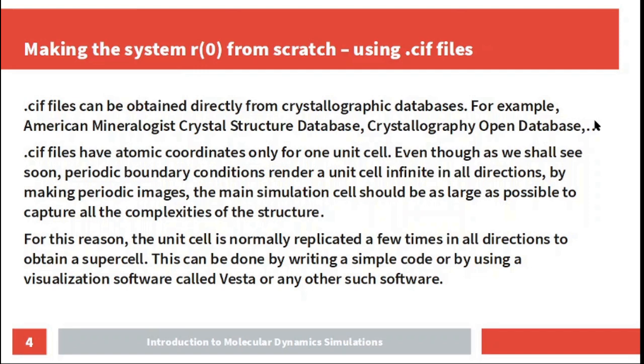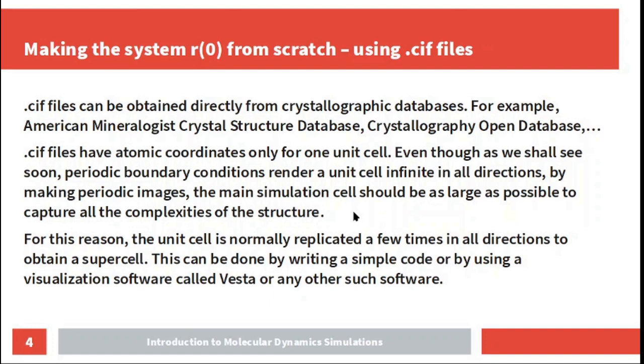Now these CIF files have atomic coordinates only for one unit cell, that is the smallest possible configuration that can be repeated. Even though, as we shall see soon, periodic boundary conditions render a unit cell infinite in all directions by making periodic images. So that means if you have one unit cell and if you apply periodic boundary conditions, you are actually making your system infinitely large. But even after doing that, the main simulation cell, that is the unit cell that you start with, should be as large as possible to capture all the complexities of the structure.